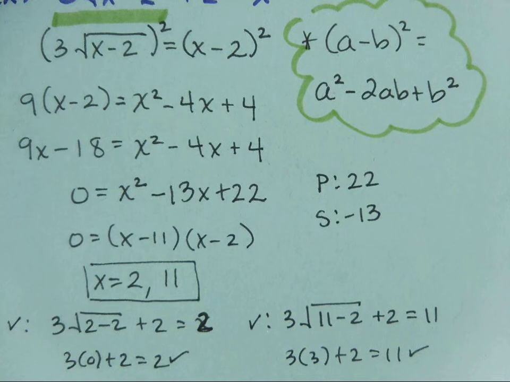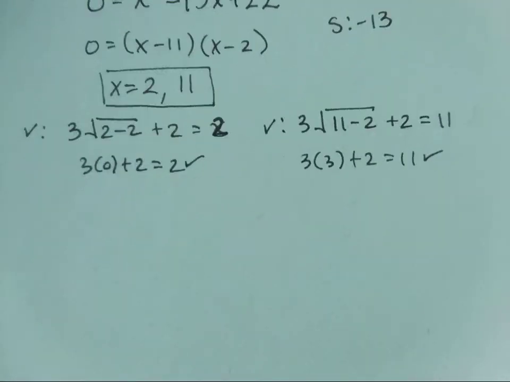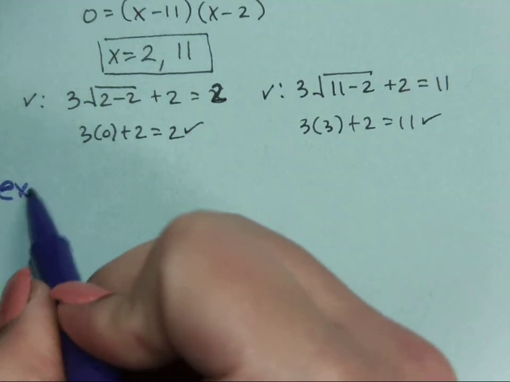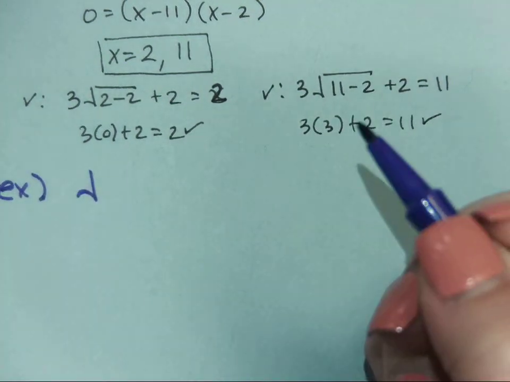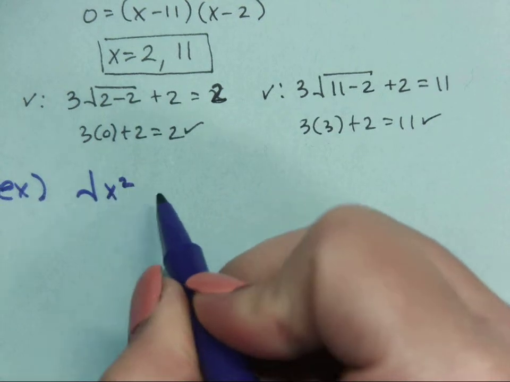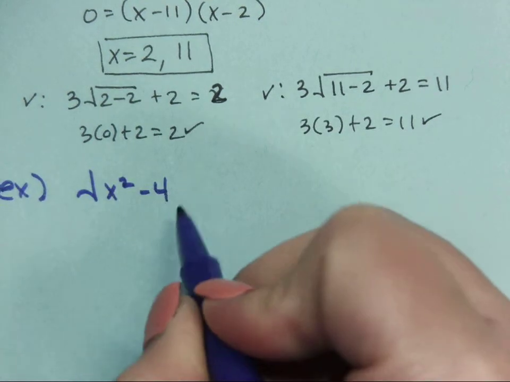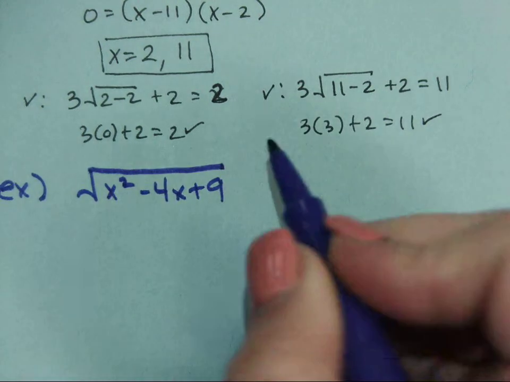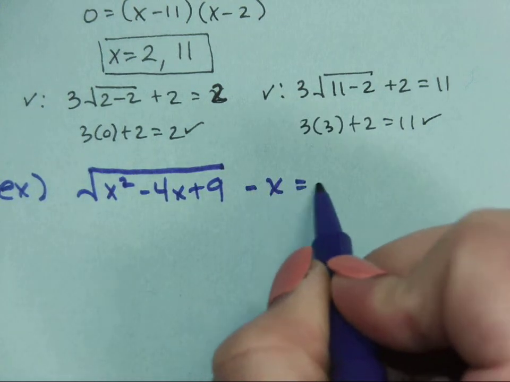All right, I got one more small one for you. Just kind of give you a variety for the day. All right, so let's take the square root. You've got x squared minus 4x plus 9, all of that under the radical. And then I'll just write minus x equals minus 1.